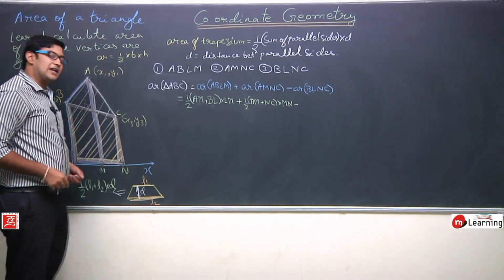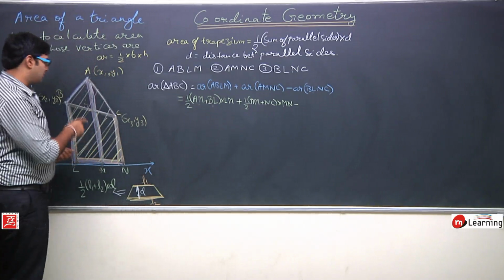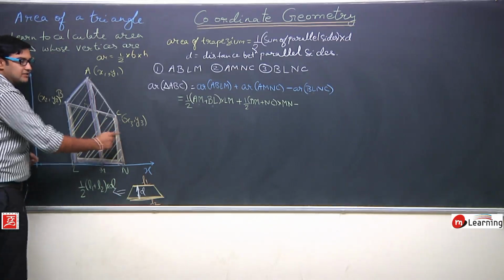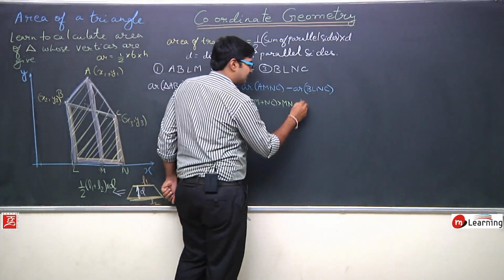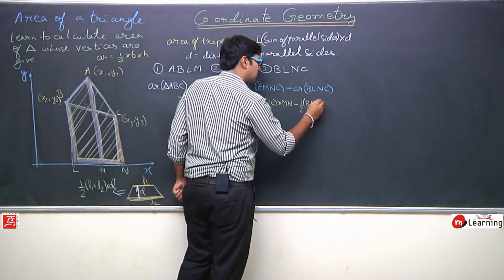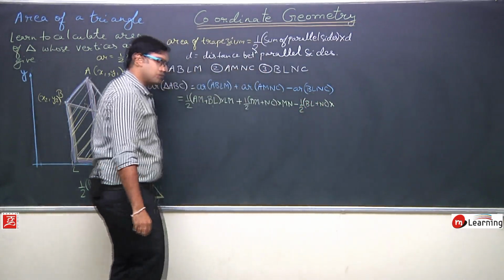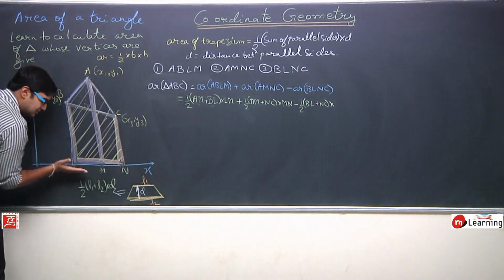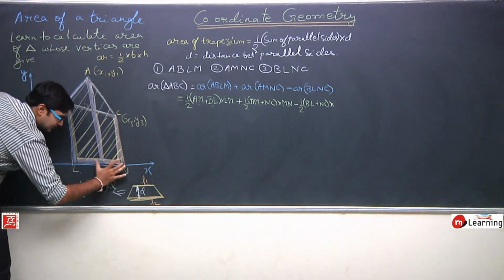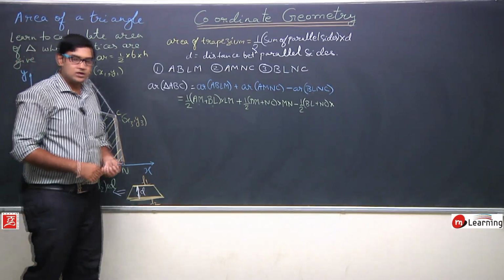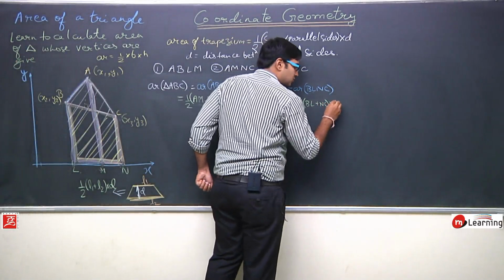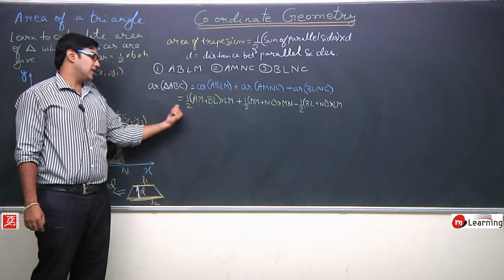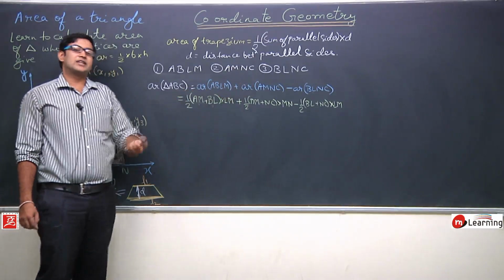BLNC. So what are the two parallel sides in BLNC? In the BLNC trapezium, you can see BL is parallel to NC. So the area of this trapezium will start from half into BL plus NC into the distance between these two parallel lines. This is one parallel line, this is the second parallel line. The distance between them is LM. So this is the distance from this point to this point. So LM is the distance between these two parallel lines. So this is how I can define the area of triangle ABC in terms of three trapeziums.